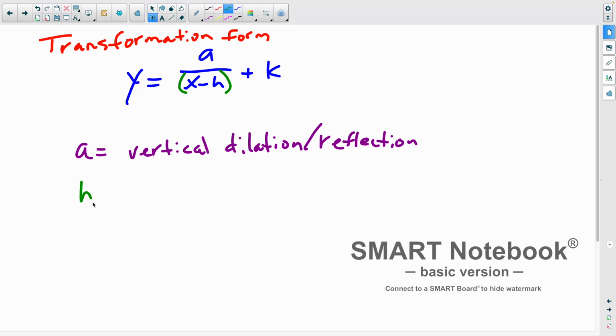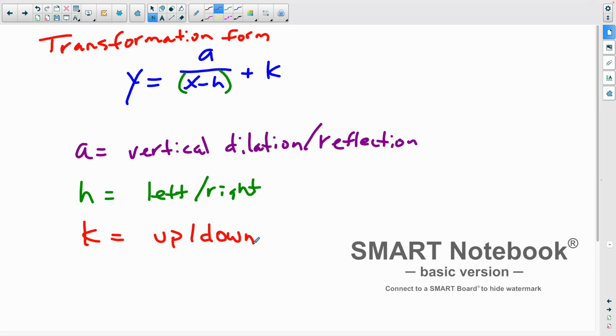The H value. What does the H do? That's my left and my right. And it works opposite of my normal thinking. So that's left and right. And my K value is up and down.